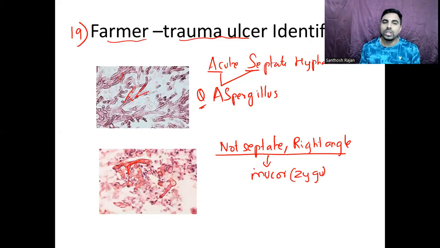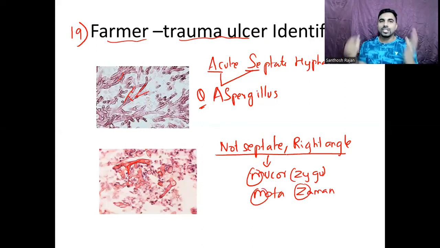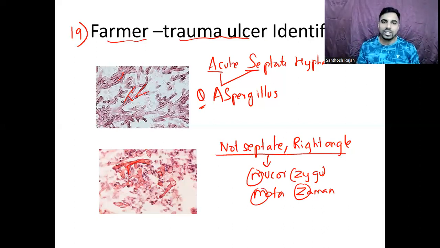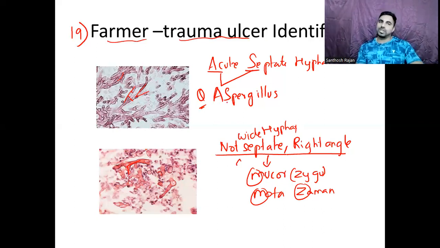I told you, anything with wide, thick hyphae, no shape, no septa either. Broad or wide septate, you can see here. The non-septate, wide hyphae, or wide-angled hyphae, everything is right. Anything wide and non-septate is Mucor. So if it was acute septate, then Aspergillus is the right answer.